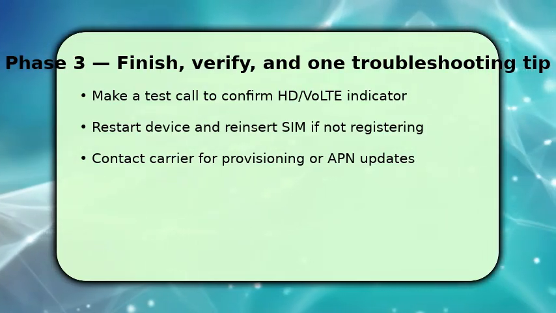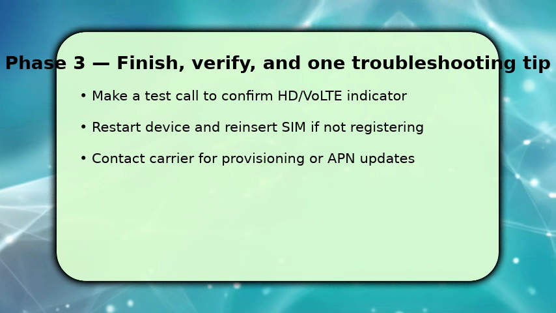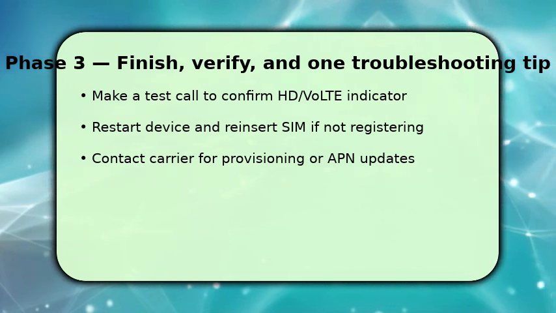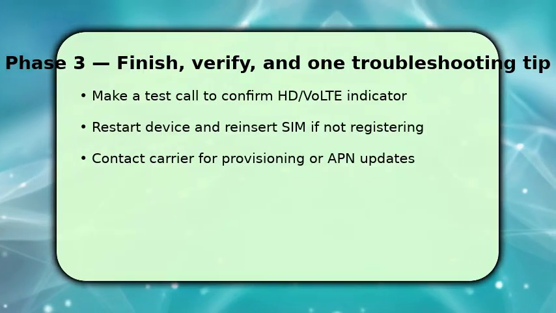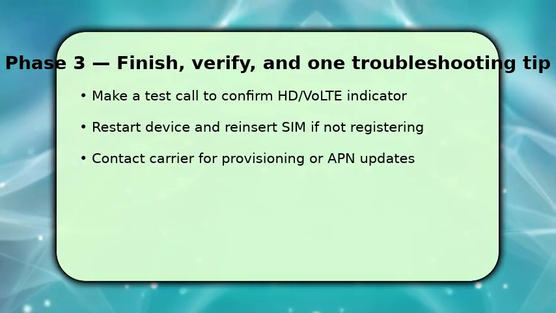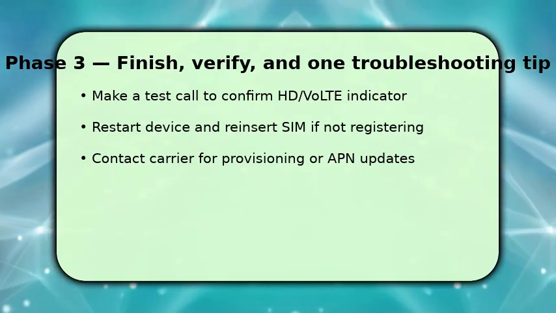If problems persist, contact your carrier to confirm VoLTE is provisioned on your account and request APN or profile pushes. This single step resolves most registration failures quickly and reliably.